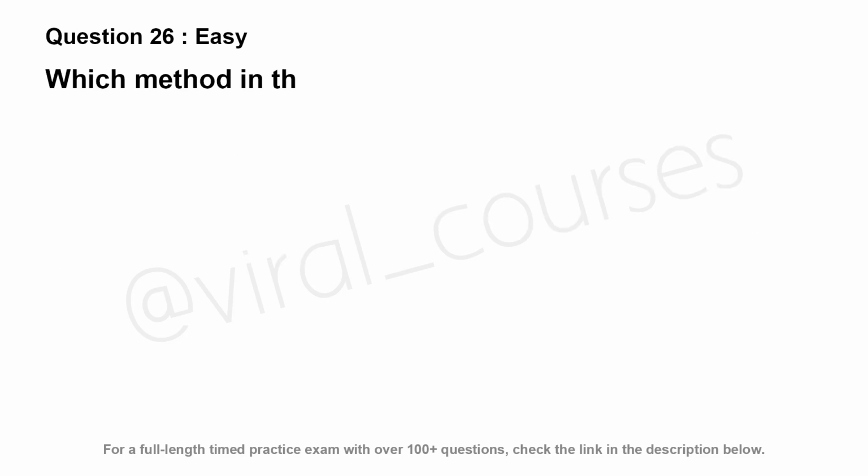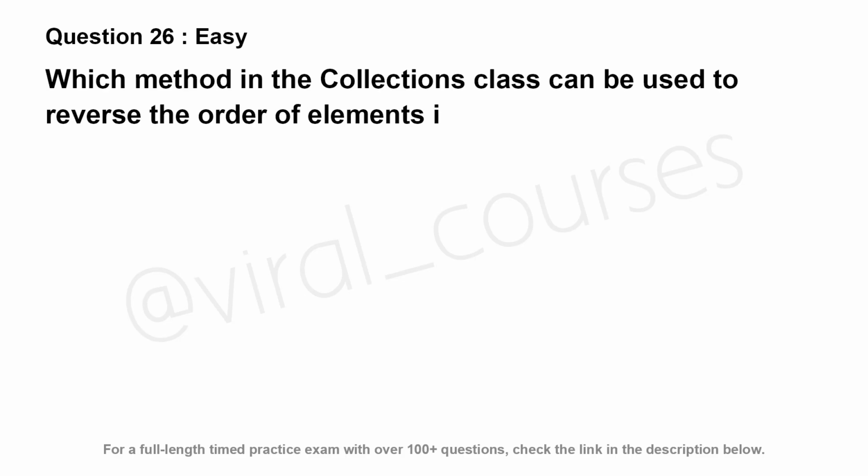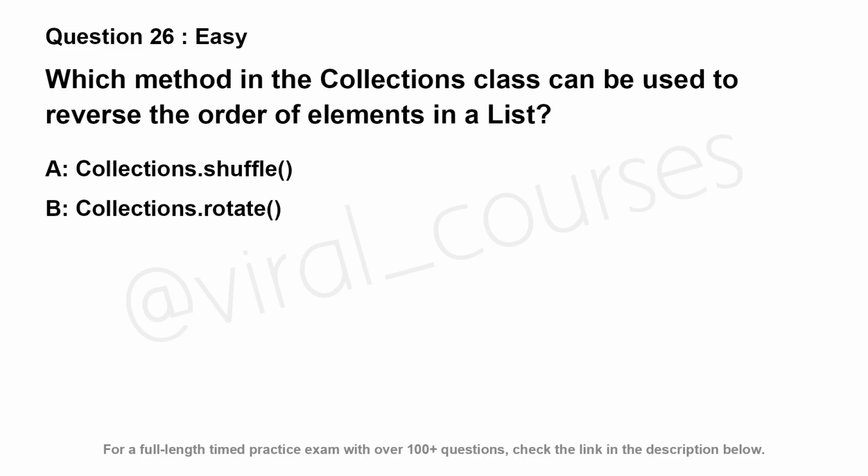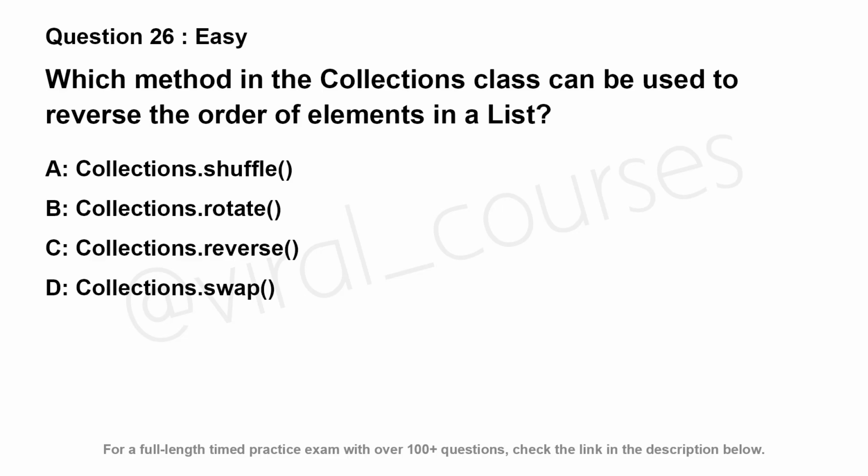Which method in the Collections class can be used to reverse the order of elements in a list? Option A. Collections.shuffle. Option B. Collections.rotate. Option C. Collections.reverse. Option D. Collections.swap.